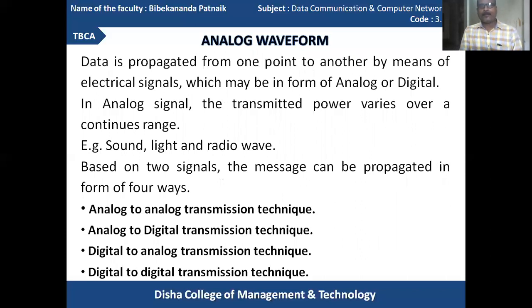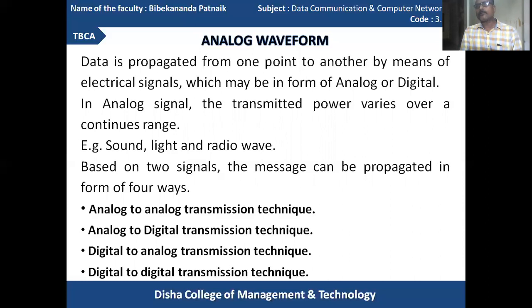Data is propagated from one point to another by means of electrical signals, which may be in the form of analog or digital, as I said earlier. In an analog signal, the transmitted power varies over a continuous range. Basically, the voice or analog signal fluctuates from time to time, either increasing or decreasing while traveling over a medium.